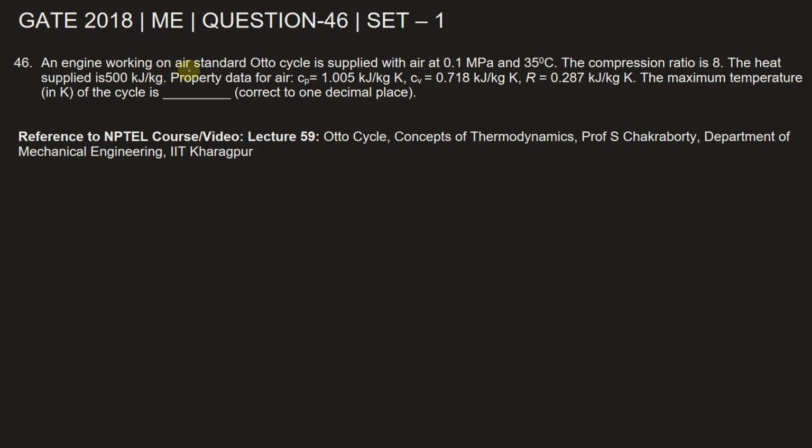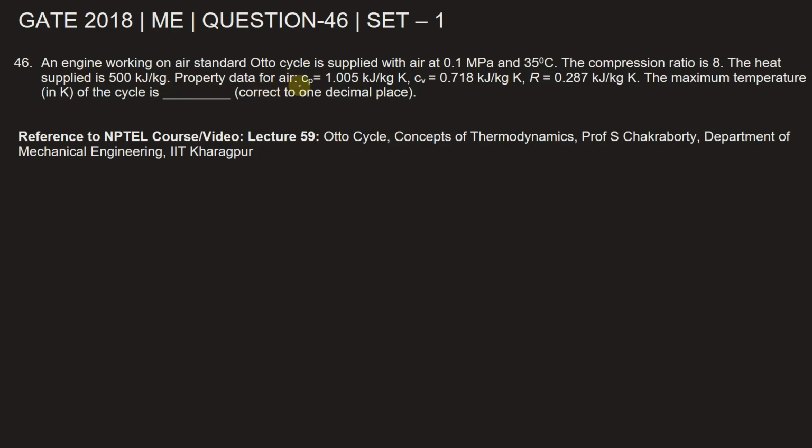An engine working on air standard Otto cycle is supplied with air at 0.1 megapascal and 35 degrees Celsius. The compression ratio is 8. The heat supplied is 500 kilojoule per kilogram.